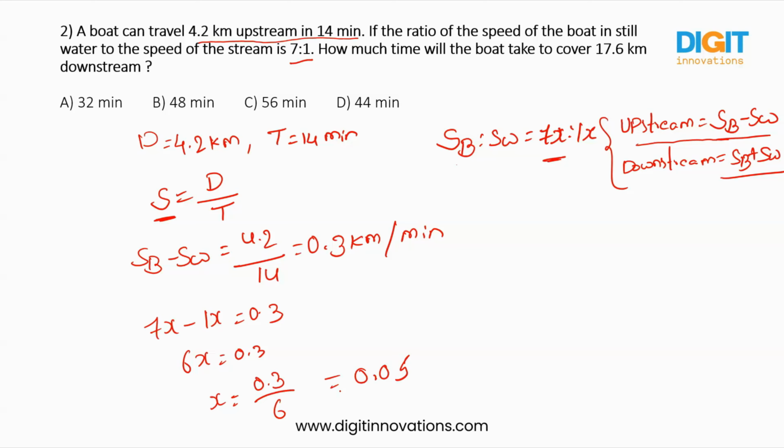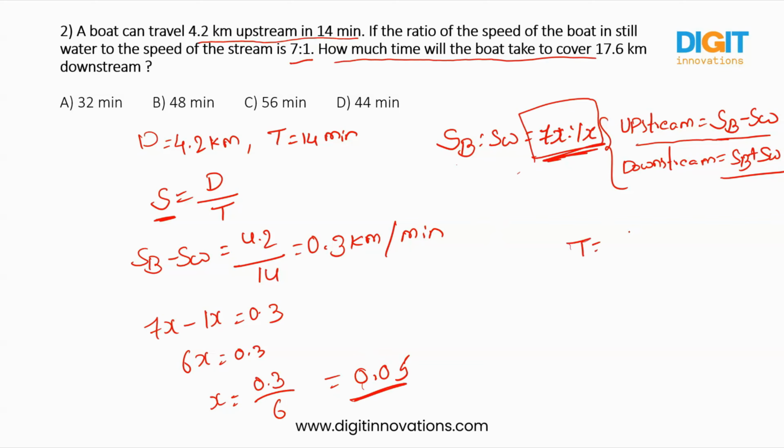So x value is 0.05. We don't need to find the actual speeds, only the ratio values. Next one, what are they asking? How much time will the boat take to cover 17.6 kilometers downstream?